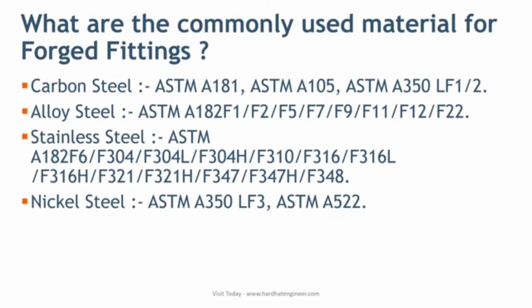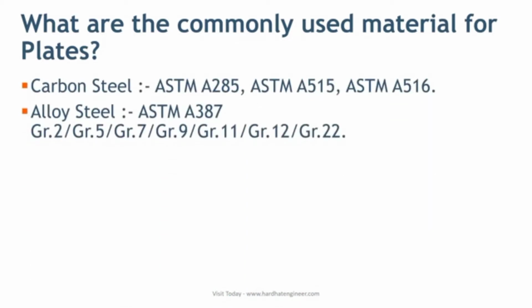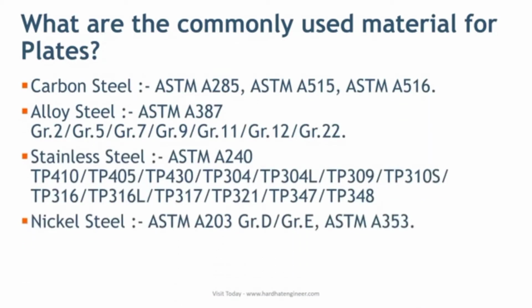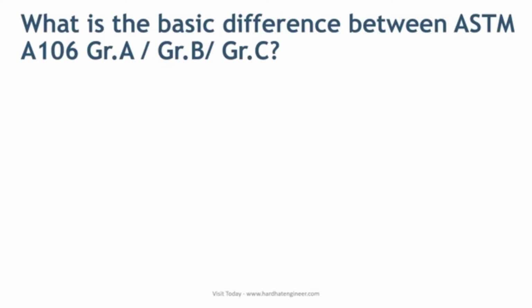In the last slide, you can see the list of most commonly used plate materials: ASTM A515 and ASTM A516. These are the two most commonly used plate materials in refineries. As said earlier, you can visit my website hardengineer.com for the list of all the material grades which I have just shown you on the slides. Let's move to the next question.